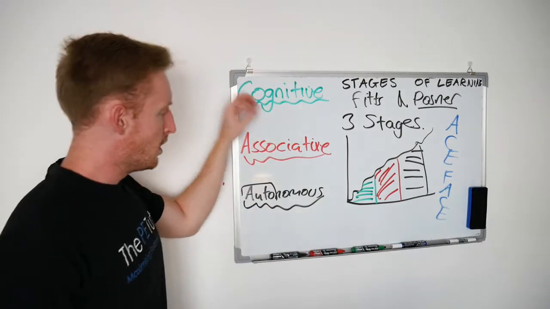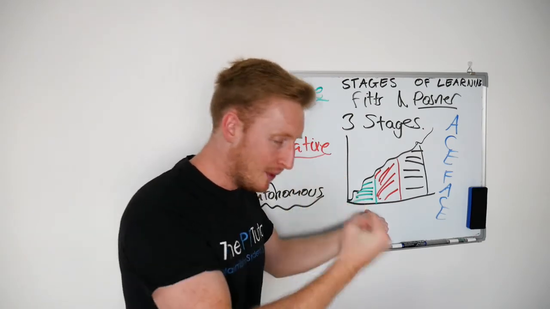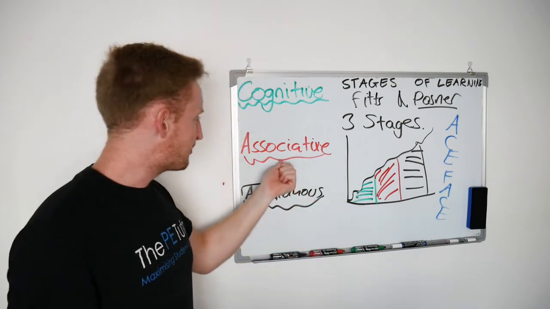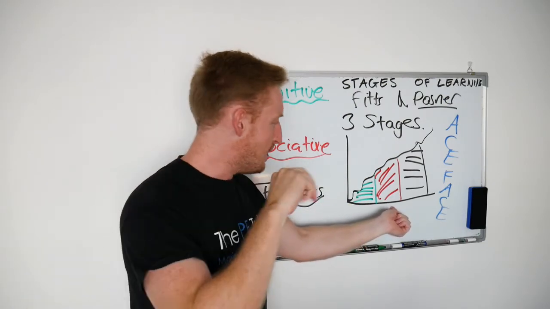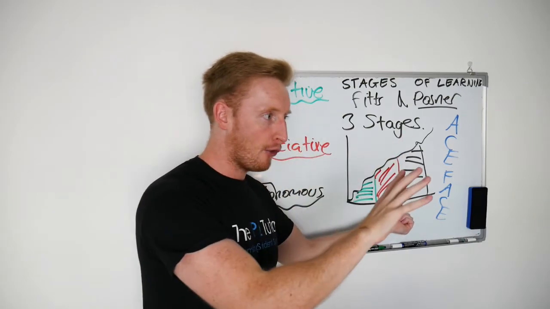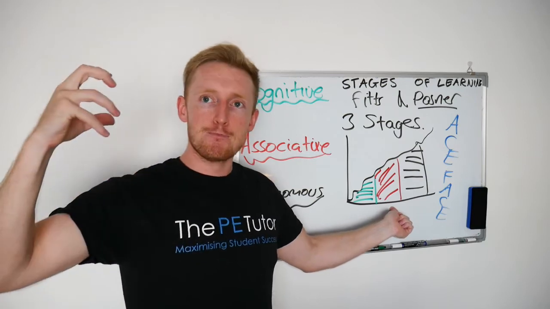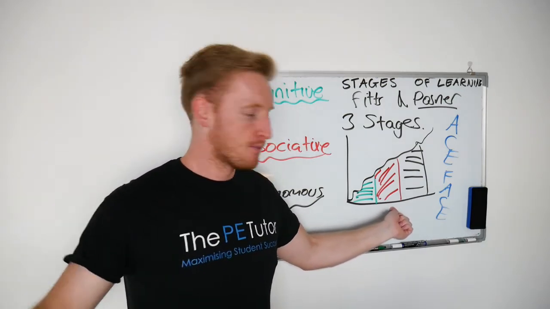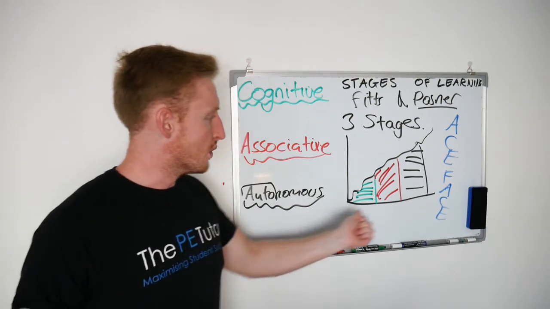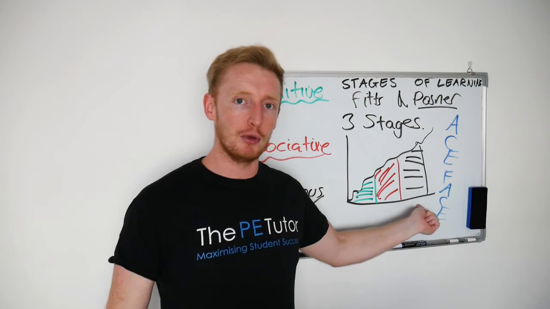So cognitive, we have to think very hard about what we're doing in the moment. Associative, we begin to think back to our previous attempts and we can start to associate with where we currently are and where we have been, and we can select the most effective solutions we've decided to use in the past. And then autonomous, we start to do things automatically. We don't even think about what we're doing anymore.